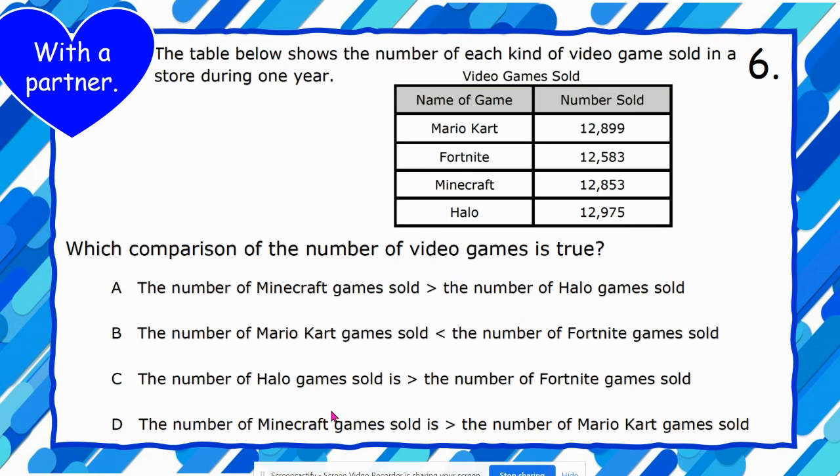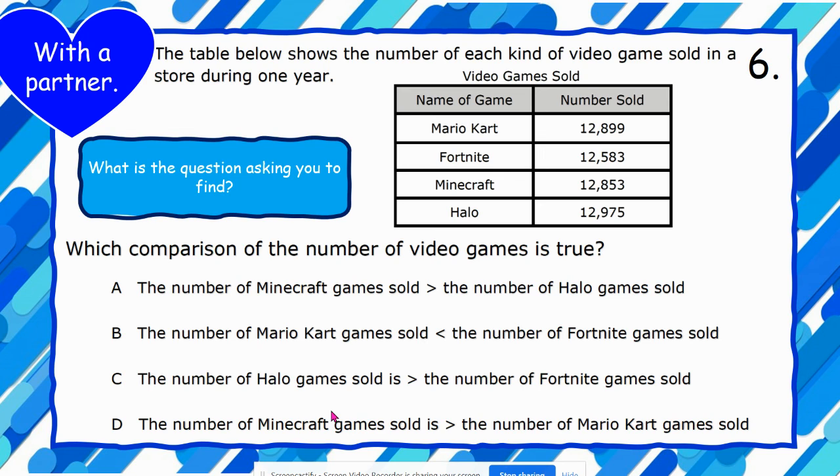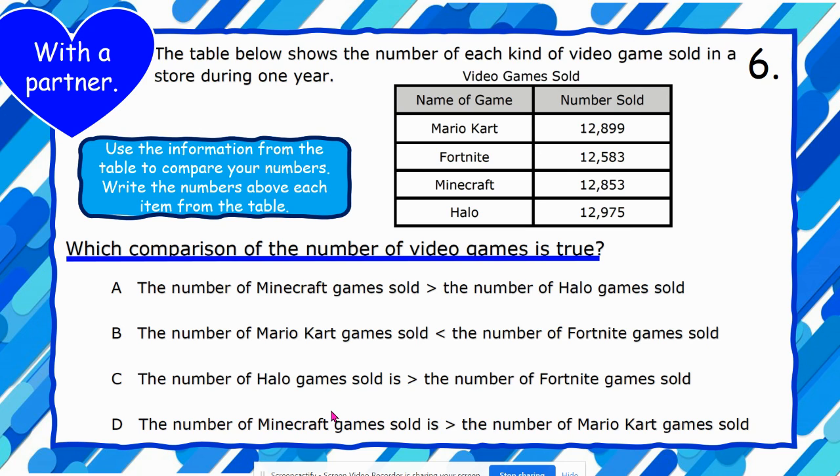All right, let's check number 6. The table below shows the number of each kind of video game sold in a store during 1 year. So remember, what's the question asking you? Which comparison of the number of video games is true? All right, now we're going to label our items with information from the table. These numbers are a lot larger, but we can still compare them.